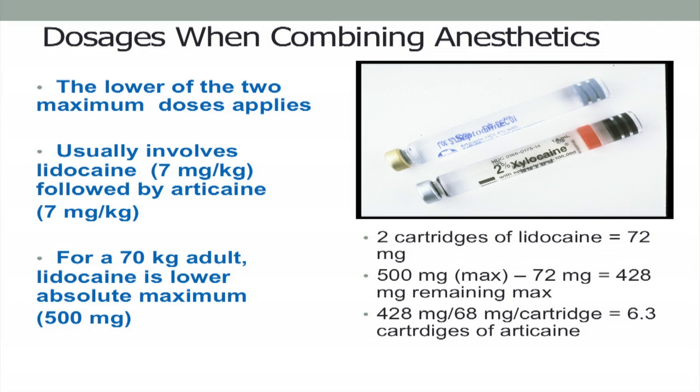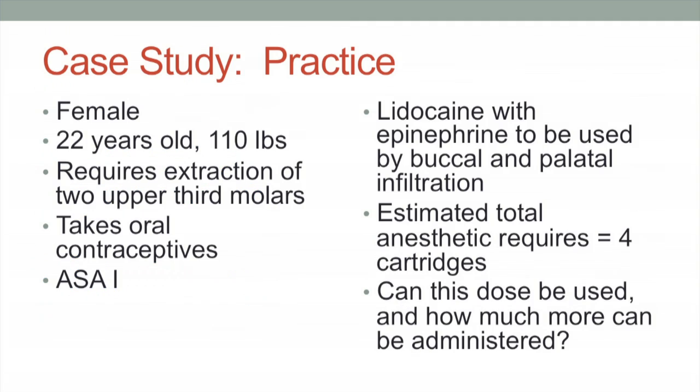Now, let's take a few minutes and let you practice what you've just learned about local anesthetic calculations. We'll do this by considering the case of a female dental patient who is 22 years old and weighs 110 pounds. This patient requires extraction of 2 upper third molars. The patient takes oral contraceptives, but otherwise has no medical conditions. She is considered to be an ASA1 healthy patient.